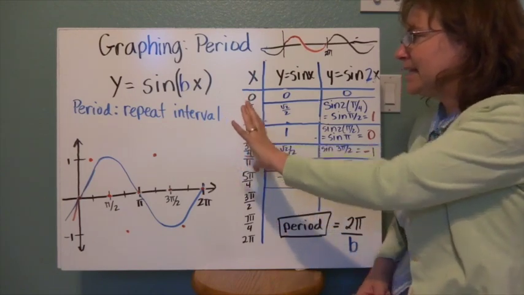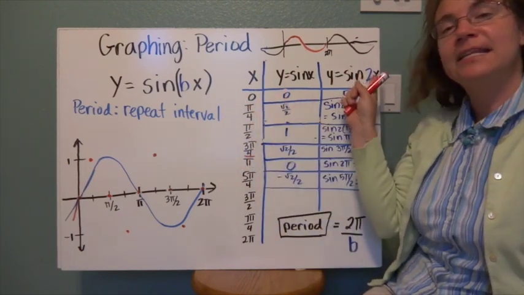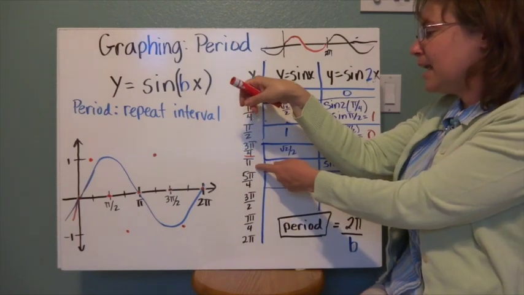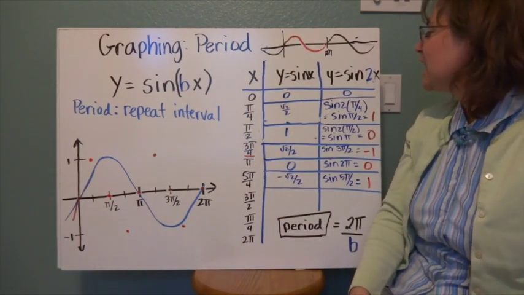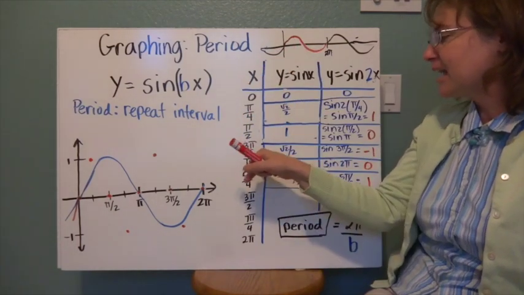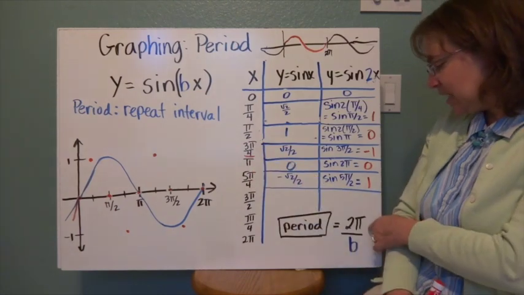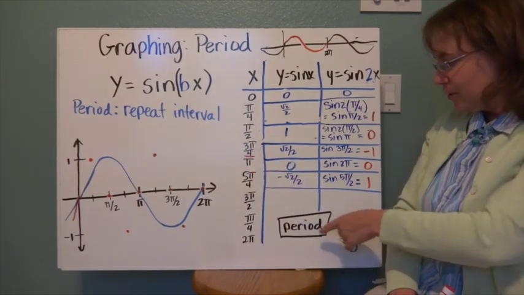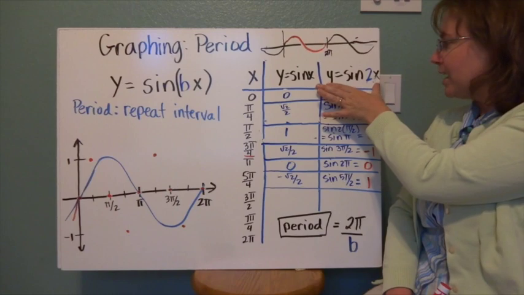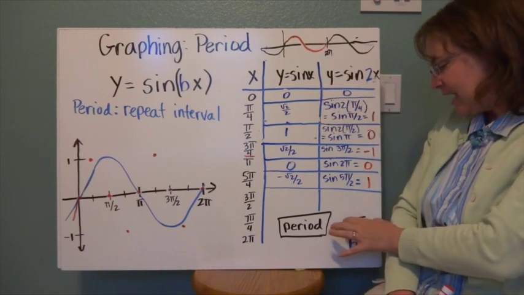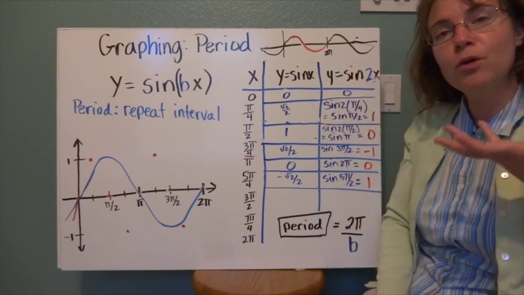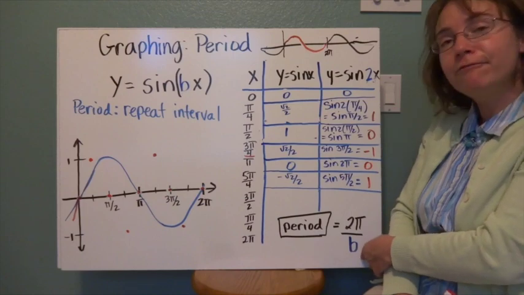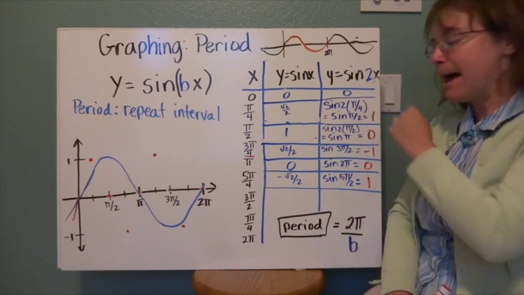So looking at this, if I multiply this by something, I'm making it go through that cycle a little bit faster. And I can find what that cycle is just by dividing. So for the period of my new function, y equals sine 2x, I just take the 2 pi, the normal period for sine, and I divide it by whatever that is, that b.